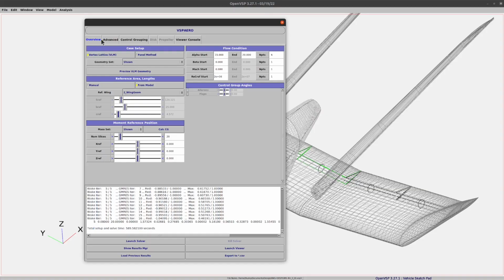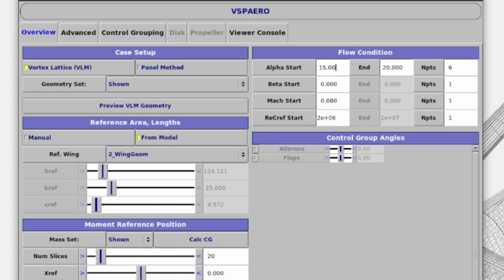Now, instead of those 6 angles, I only need 1 angle. So I'm going to put in that 19.39 degrees. And I'm going to say we don't need any there, and I'm going to say 1 point. Now what we're going to do is run it again and verify that the coefficient lift is where we expect it to be. So let's launch Solver.